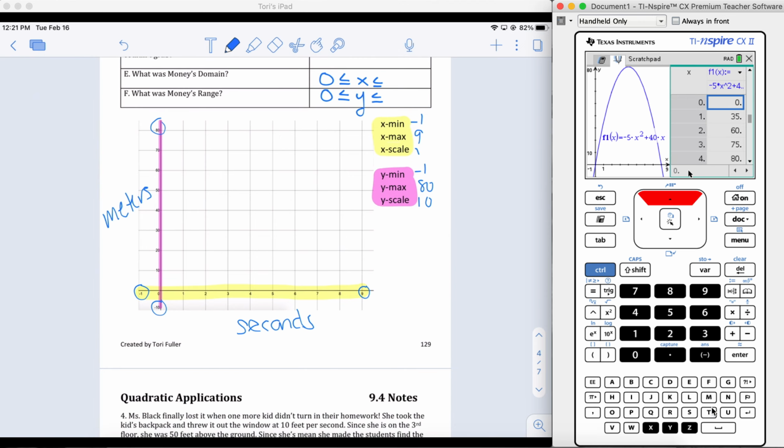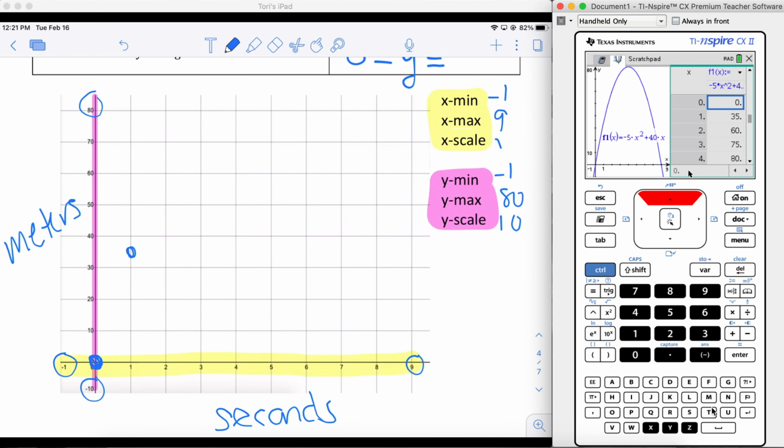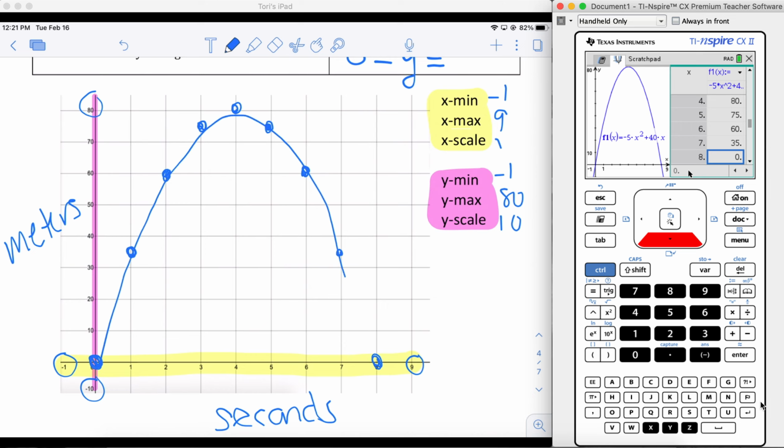Filling in our point. 0 is the first one I want. So 0, 0, since it started at ground level. 1 goes to 35. Let me zoom this in. 2 goes to 60. 3 goes to 75. 4 goes to 80. Let's go down just a little bit. There we go. 5 goes back to 75. 6 back to 60. 7 back to 35. And 8 all the way to 0. So we're going to connect from the x-axis all the way back to the x-axis. And mine's a little squirrely, but let me do that one more time.